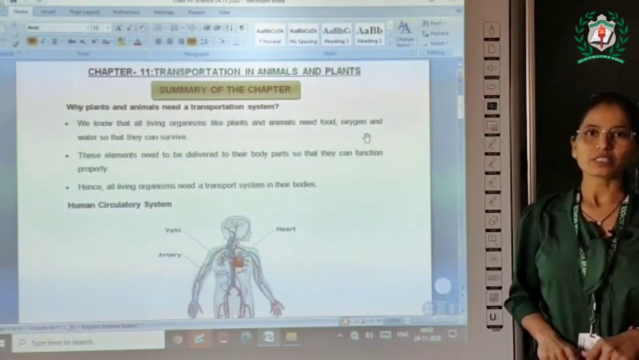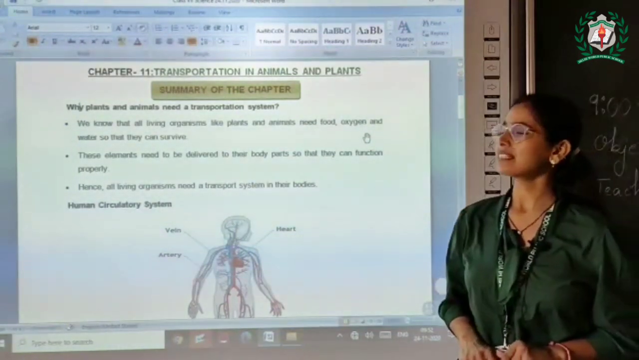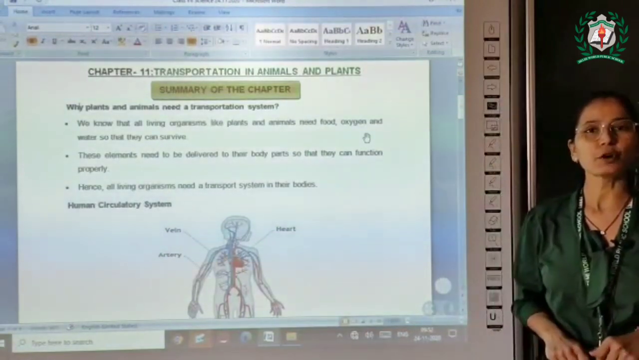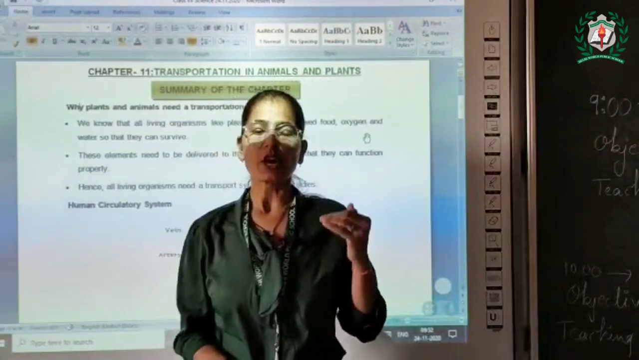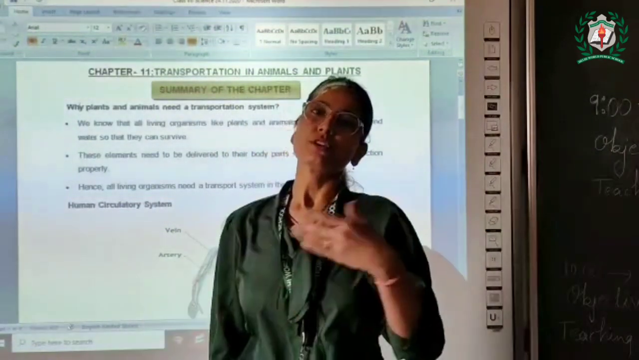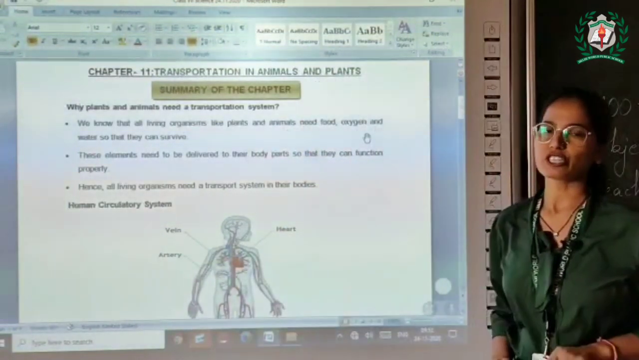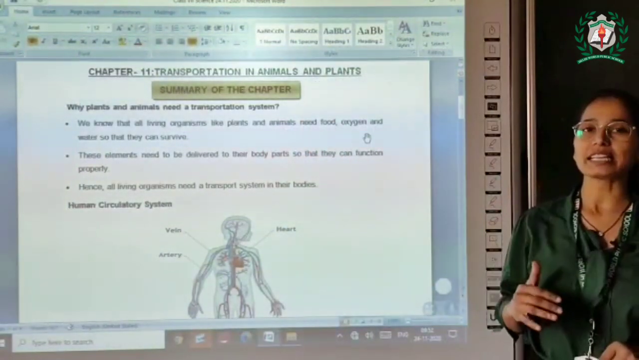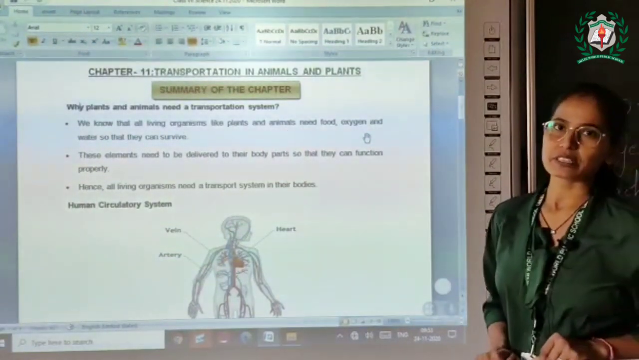And today we are going to start our new chapter, which is transportation in animals and plants. First of all, tell me, what do you understand by transportation? As we know, transportation is carrying one object from one place to another place. Same as that, in science, we'll talk about transportation. In this chapter, we'll study about the transportation of blood, which is done by the circulatory system.